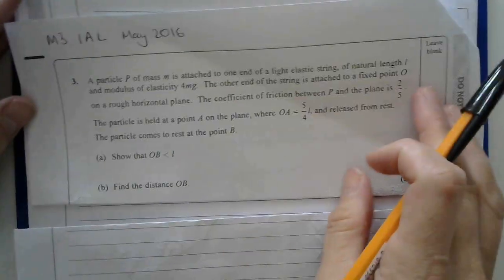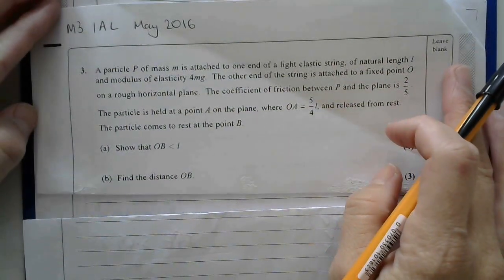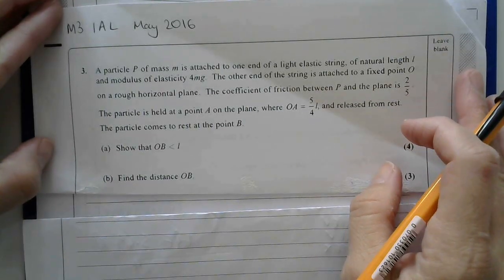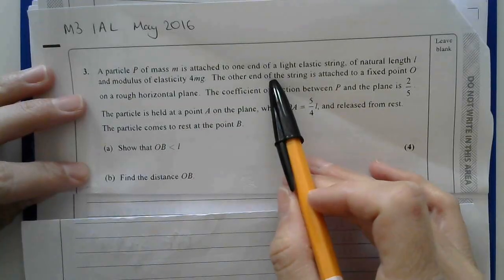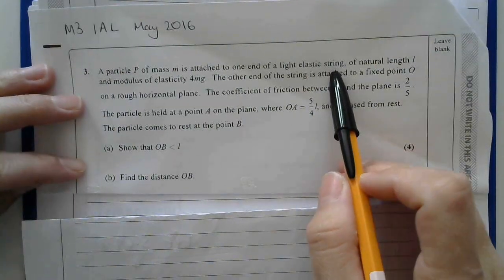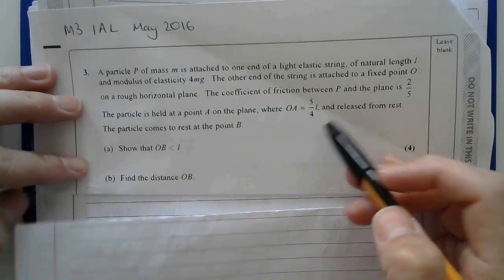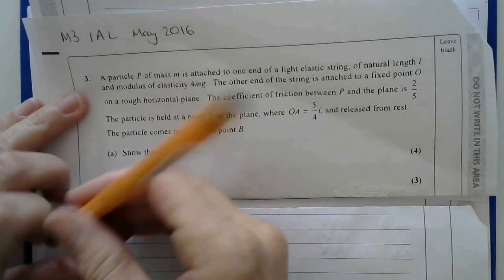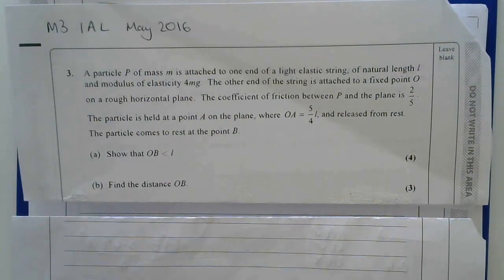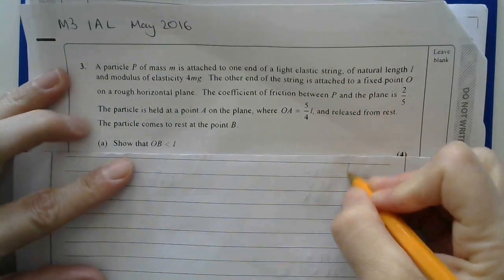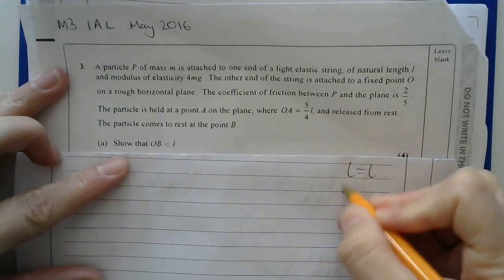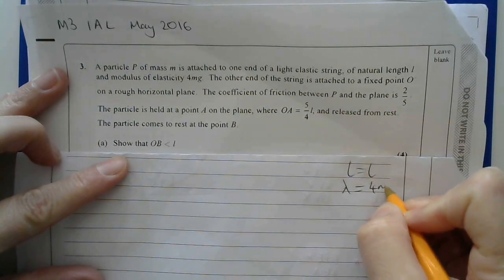Hello, today I'm looking at M3 International A-Level, May 2016. I'm looking at question 3. Here we have particle P of mass m attached to one end of a light elastic string, natural length L, modulus 4mg. So I will begin by making a note of that. The natural length is L and lambda is 4mg.